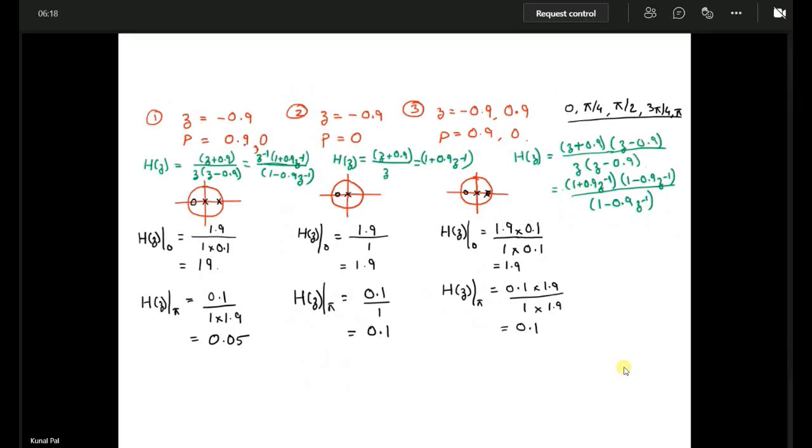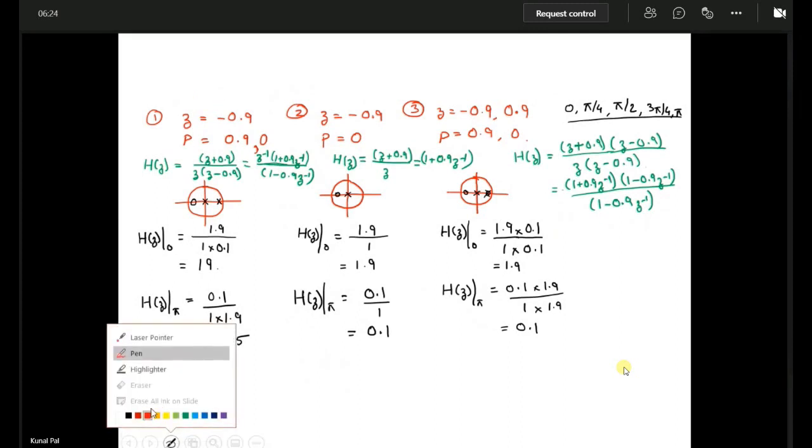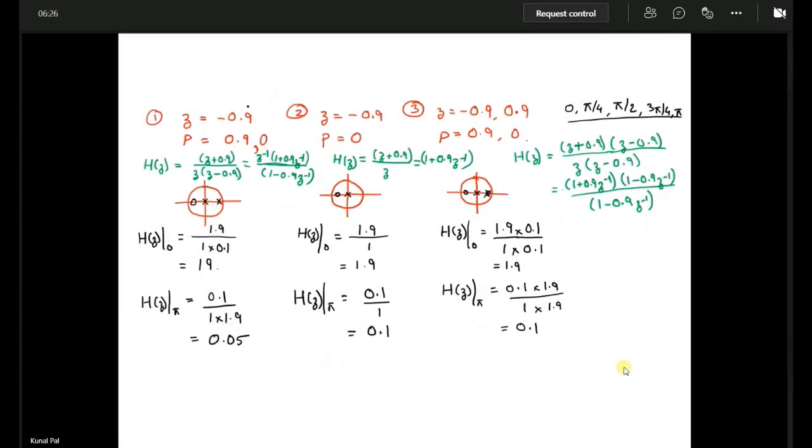Coming to some of the examples, let us take three cases. In the first case, we have a zero at minus 0.9 and poles at 0.9 and 0. Okay, so we have two poles and one zero. It satisfies the criteria that the number of poles should be greater than or equal to the number of zeros. So this is a realizable filter.